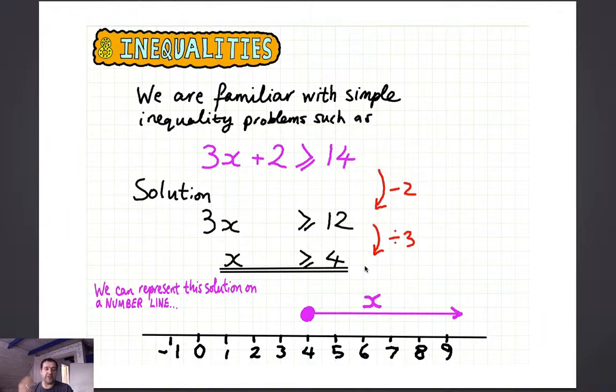So the answer is that x is any value greater than or equal to 4, and you can represent that solution on a number line with x being any number 4 onwards. To indicate the fact that x is allowed to equal 4 as well as being greater than 4, you fill in the circle on the number line. So that's all from a previous unit.